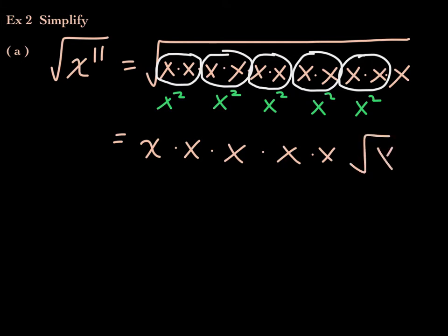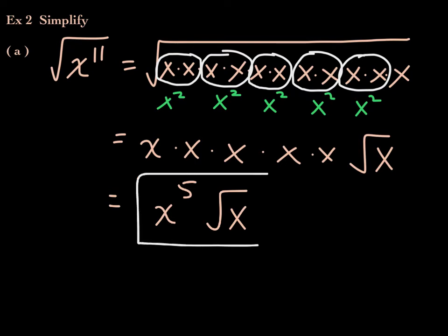Now what is left inside? 1 x all by itself, right? A little loner there. Now on the outside of the radical, you have x times x times x times x times x. Kind of lost track there. You have 5 of them. So in other words, x to the 5th power times the square root of x. All right, this is the final answer. This is the final simplification for this expression.